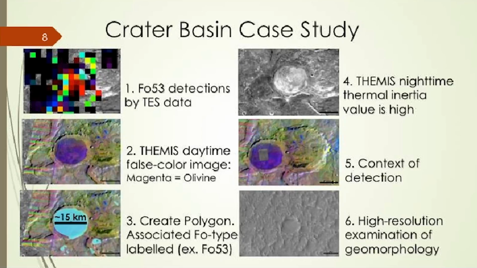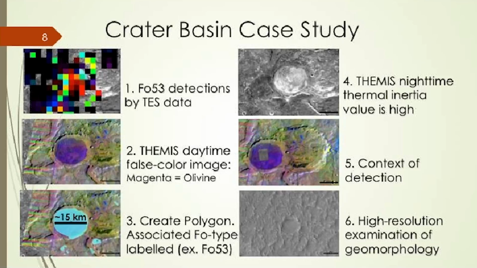So here's an idea of what I did all summer. This is a summary of what it looked like. So we started off with TES detections, and we pulled up these layers that we'd impose on the map. And it showed us these pixels, and what we were looking for was red, magenta, and purple, which indicate olivine. Okay, so what we did was we pulled up the Fo type maps for each type. So in this particular location, Fo 53, we were able to detect some olivine.